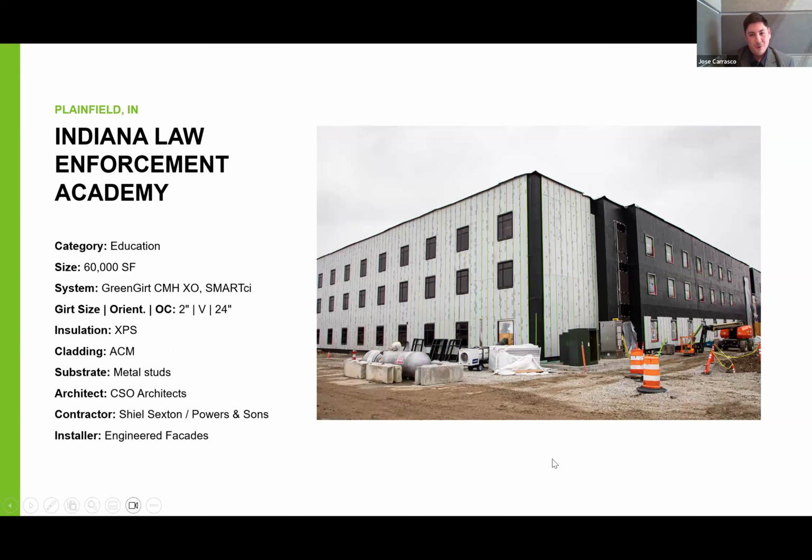This is a newer project. This was actually one of the first projects to use both the Smart CI and the Green-girt XO product. So here we have the Indiana Law Enforcement Academy using 60,000 square feet of the XO around the window framing that you see there, and then also using the Smart CI building enclosure system. You can see that rigid board insulation there, a bit different from the mineral wool that we saw on the other slides.